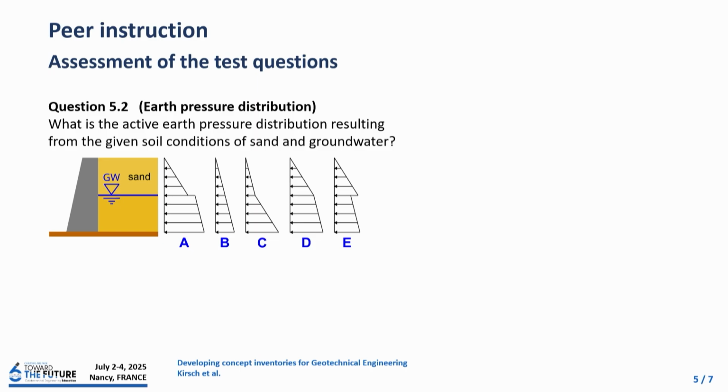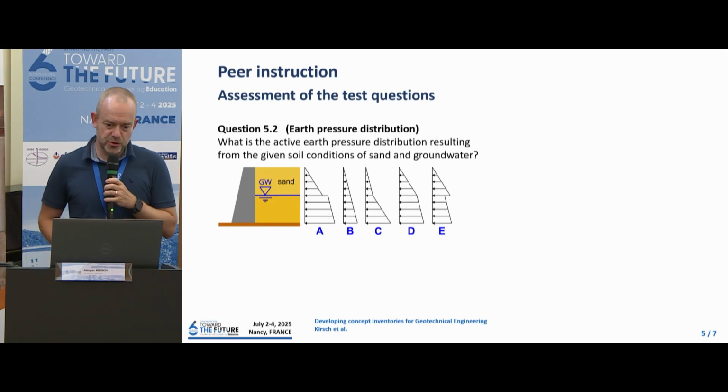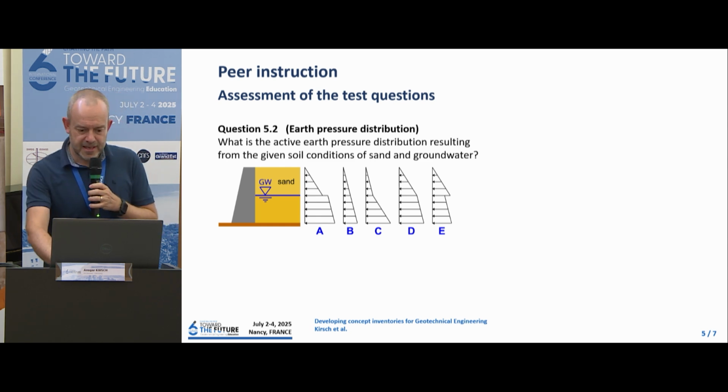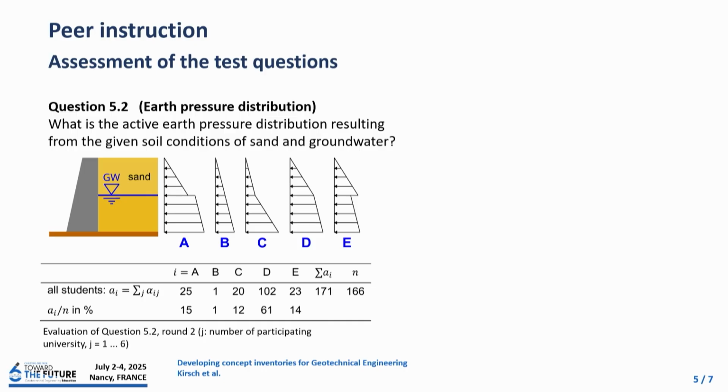You already saw 2 of the questions before. This is another one on earth pressure distribution on a retaining wall with a soil profile with groundwater. The question is, what is the active earth pressure distribution resulting from these soil conditions and the groundwater? You have 5 possible answers. And after each and every one of us had conducted the study, we gathered the answers.